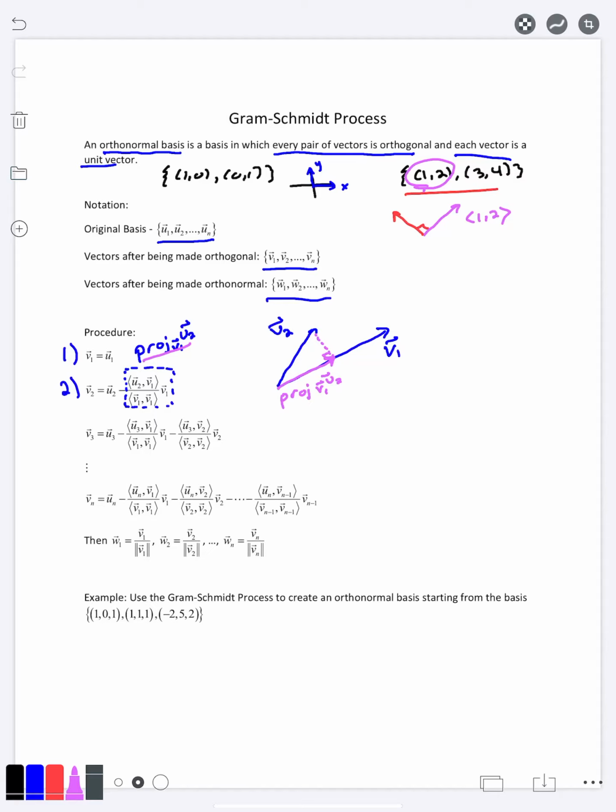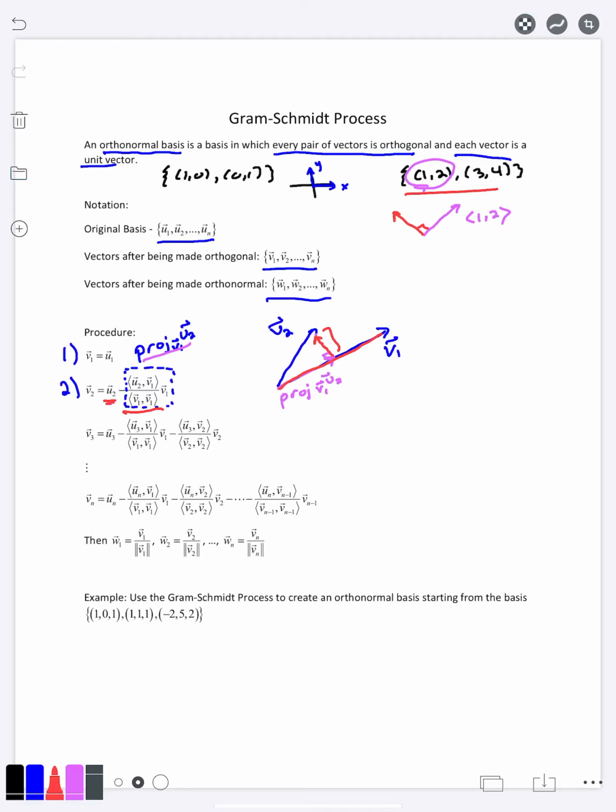That's what projection vector means. It means this picture right here. And what happens is, if you take your u2 and you subtract this thing, well, by vector subtraction here, we're going to get this part right here. And that is going to be perpendicular to the original vector v1. And that's how we're going to guarantee that they're all perpendicular to each other.